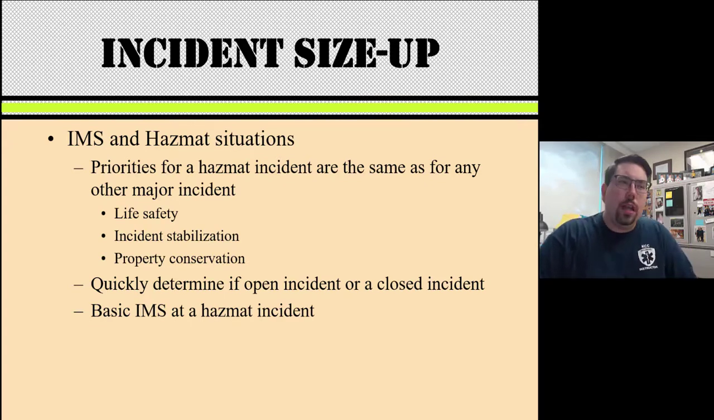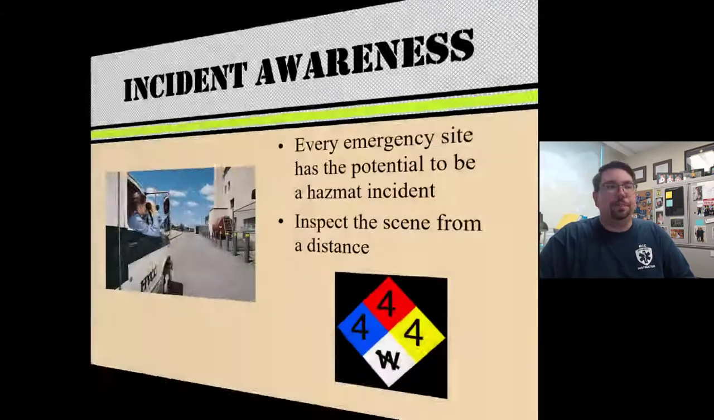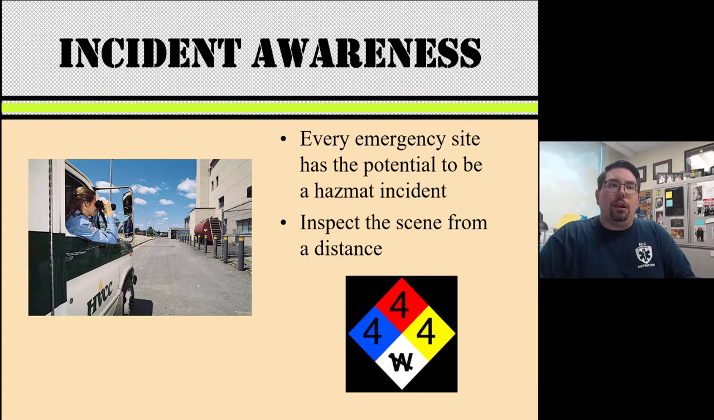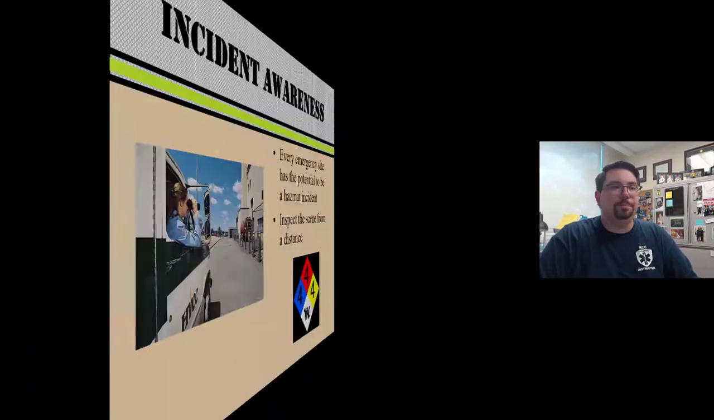It's our job to quickly determine if the incident is an open incident or a closed incident, as we discussed in our MCI event. And again, we're going to follow the basics of the incident command system at a hazmat scene. Now, incident awareness. Every emergency site has the potential to be an incident, especially for hazmat. So we want to inspect the scene from as far away as we can, preferably using binoculars to look further down the line. In this case, we can see a tanker that has some type of placard on it that we would not be able to see otherwise without binoculars or some long distance viewing option.